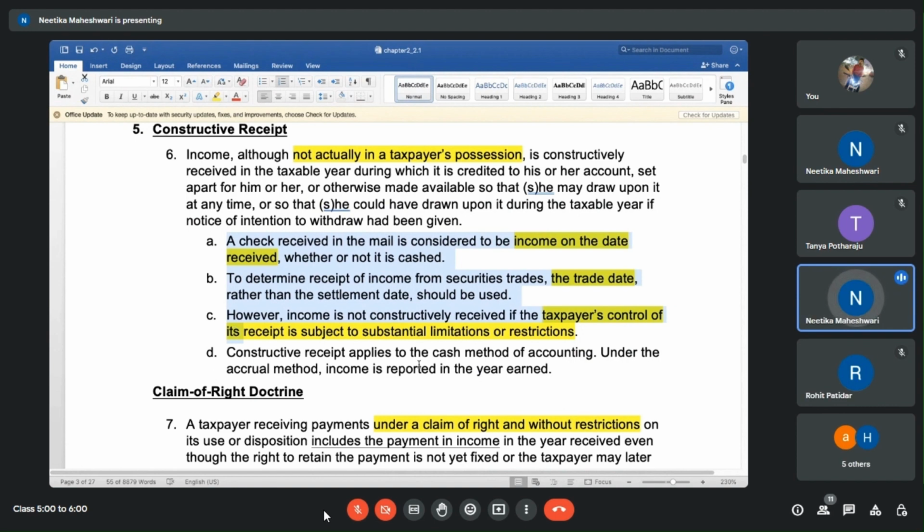Okay, it applies to the cash method of accounting. Obviously, constructive receipt, we don't even have this kind of concept in accrual, because accrual is very simple and clear. If the services are performed, issue the invoice. Even if you don't issue the invoice, they won't even go with the date of the invoice.